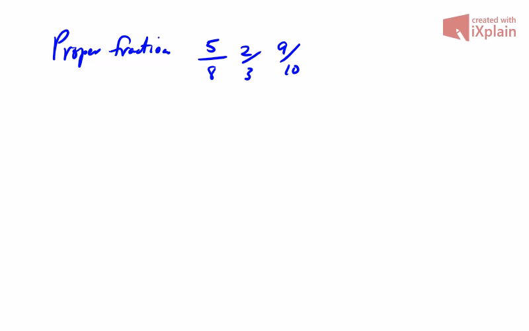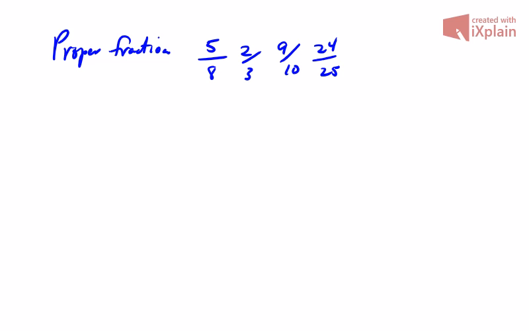For example, a proper fraction will look something like this, with one number over another number, and the top number is considered to be a numerator, and the bottom number is considered to be a denominator. Here's some other examples of proper fractions, like 2/3, 9/10, and 24/25.